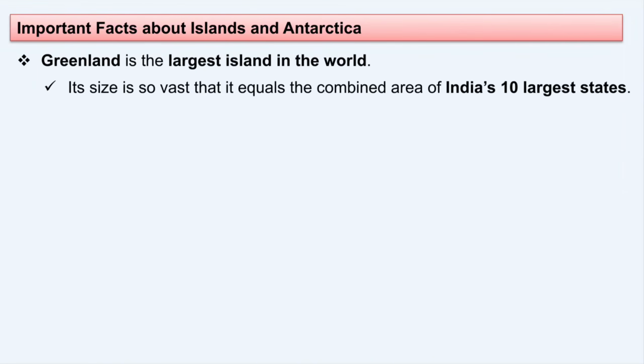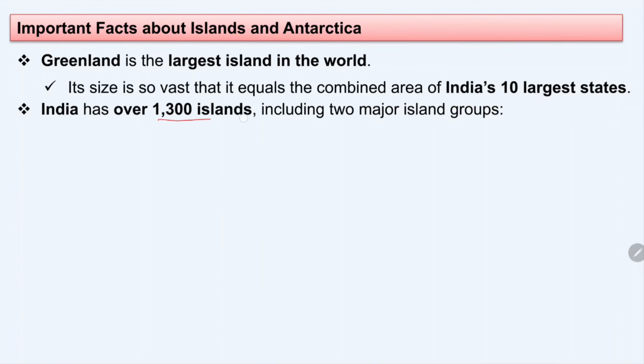Greenland is the largest island in the world. See this Greenland, it is the largest island in the world, and it is so vast that it is equal to the combined area of India's largest 10 states. That means area-wise, if we take India's largest 10 states, it equals that. It is much larger. So Greenland is the largest island in our world.